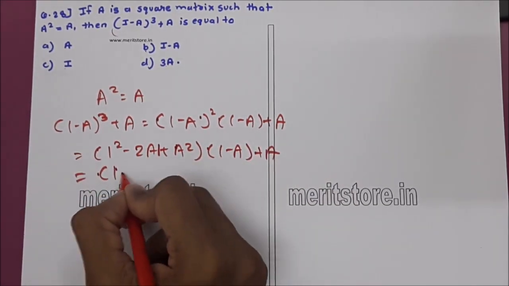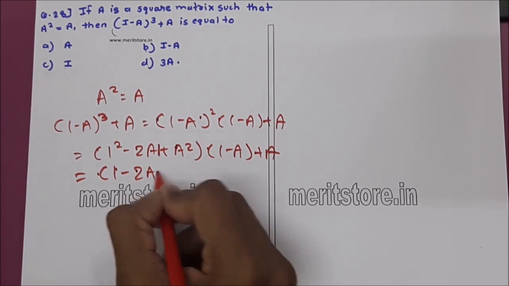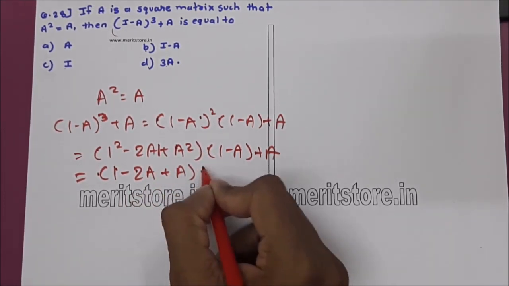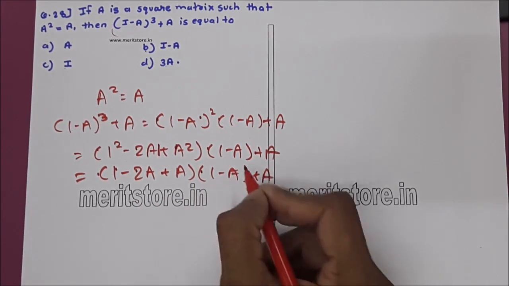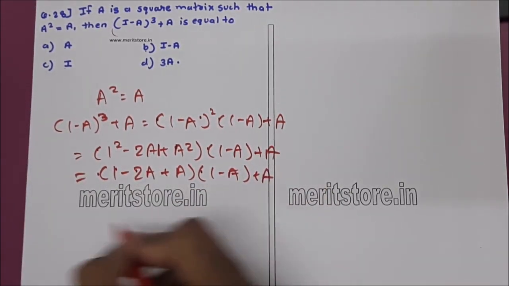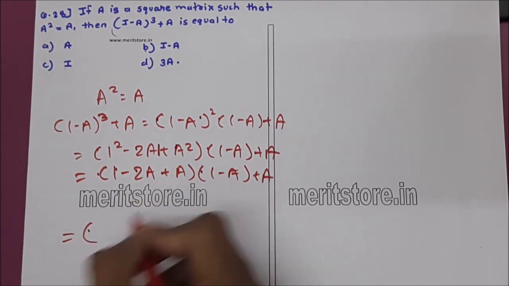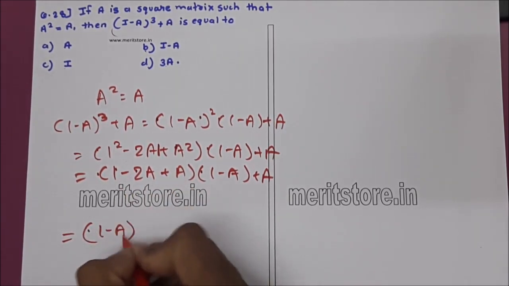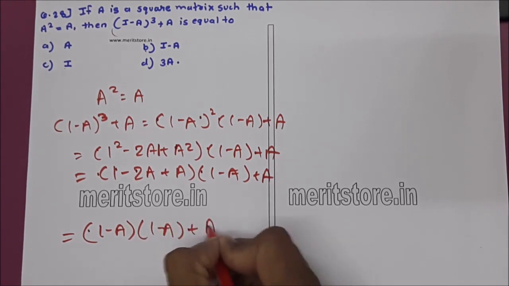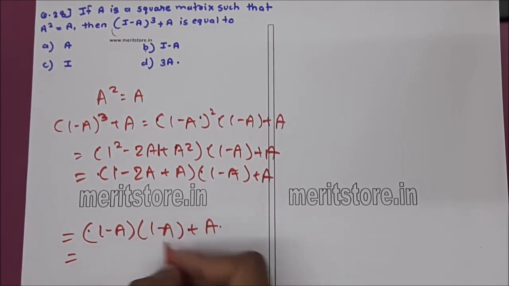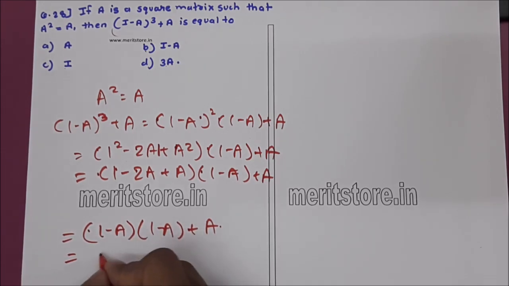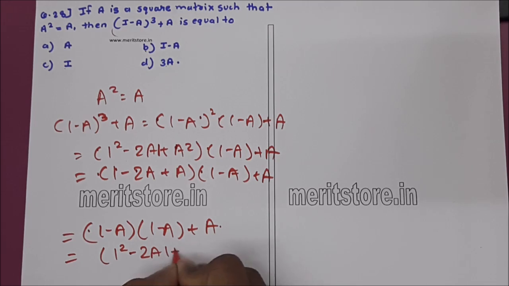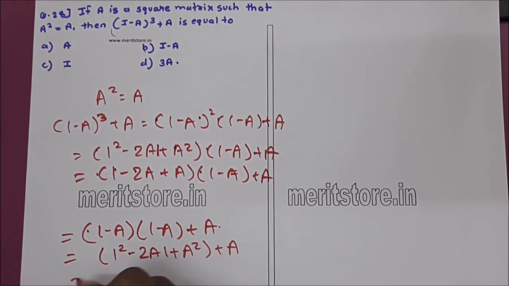I square is nothing but I. A into I is A. A square is nothing but A. So I minus 2A plus A is I minus A. Then we multiply by (I minus A), and we get minus A, minus A, plus A. Similarly, we know that I square is nothing but I, 2 into AI is 2A, and A square is A.